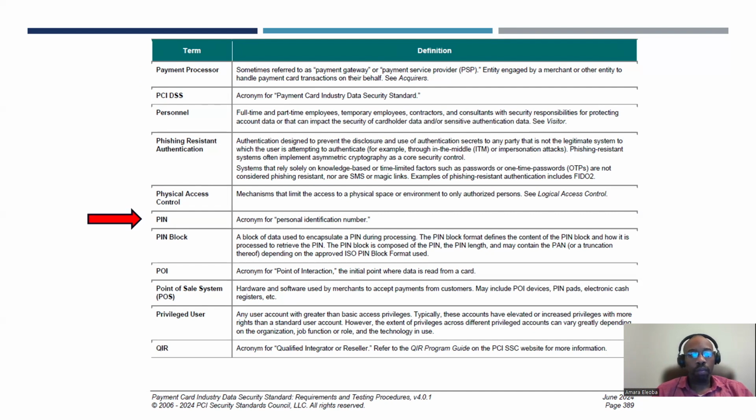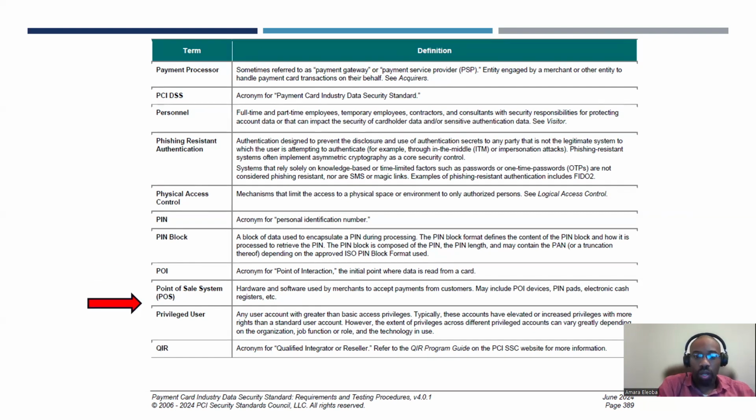A PIN, we know, is a personal identification number. Now, we have a POI, which is a point of interaction. A POI refers to the initial point where data is read from a card. For example, go to Chick-fil-A or all those companies where they have a POI, so POS, but the first point where that card is read is a POI. Now we have a POS system, which we'll address next.